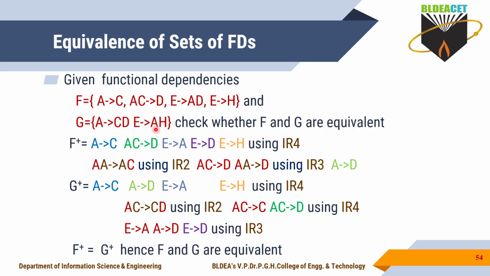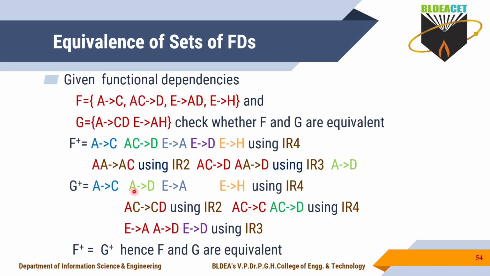In the same way, E determines AH. After applying the decomposition rule, we got the new functional dependencies E determines A and E determines H here. So now this is the first step. In the same way, for A determines C, I used the augmentation rule. I added the same attribute on both sides: AC determines CD. So now AC determines C and AC determines D, using inference rule 4 here.